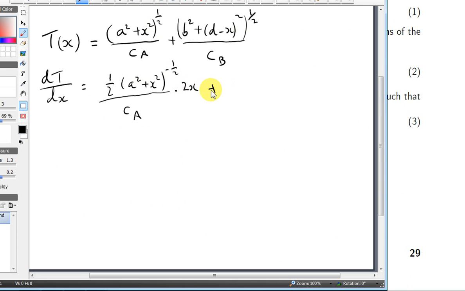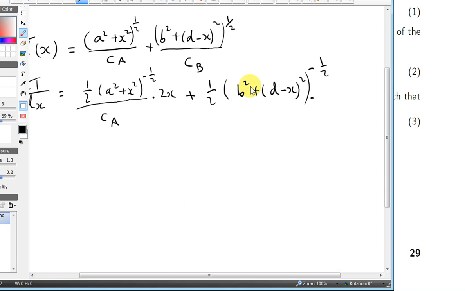So we do the same here. We take down the half, take 1 from a half to get minus a half, and multiply by the derivative of what's inside the bracket. So let's differentiate what's inside. Well, b squared is a constant, we get 0 for that. Let's look at this here. Now we can use the chain rule on this thing because we have a function of x inside. So we get 2 times d minus x to the power of 1. We just differentiate around the brackets. Now we differentiate what's inside the bracket to get minus 1. And all of this is divided by CB.